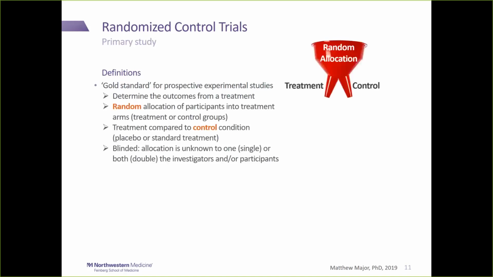In addition to that, they can be blinded. This random allocation between treatment and controls, that allocation may be unknown to one or both the investigators and or participants. But in this case, for this particular study design, you have random allocation separated into two groups. You might then take a pre-test measurement, apply the intervention, and then take a post-test measurement.